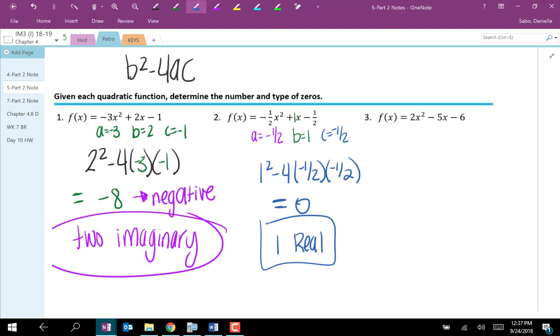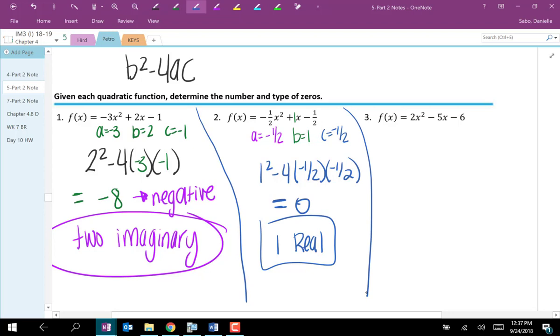When you get your graphing calculator on the test, if you 100% forget how to do this, use your skills. Type this in the graphing calculator and tell me how many times it crosses. You could do it that way too, but I'm showing you the algebraic way. I want you guys to do number 3 and see how you do. Give 3 a shot.